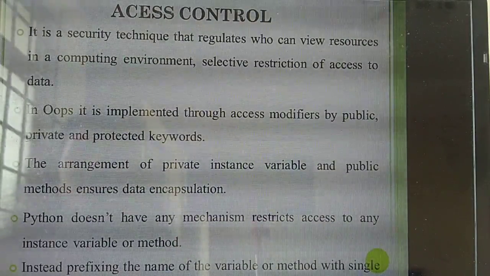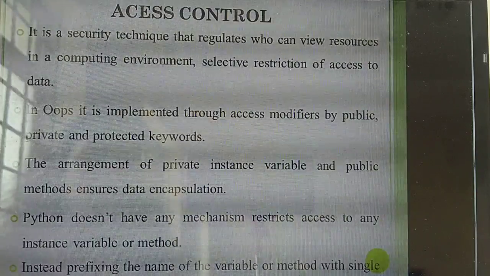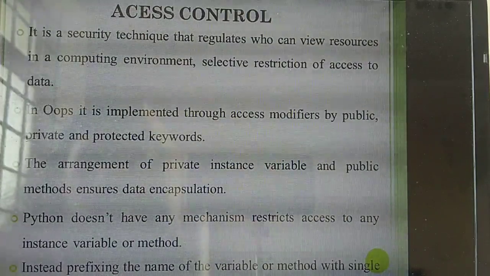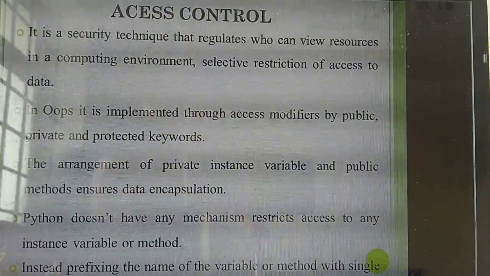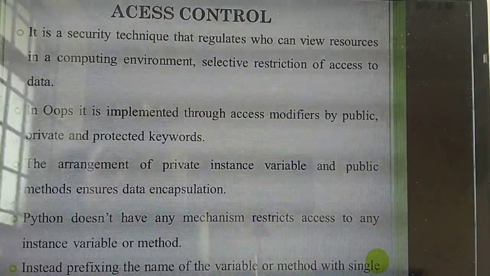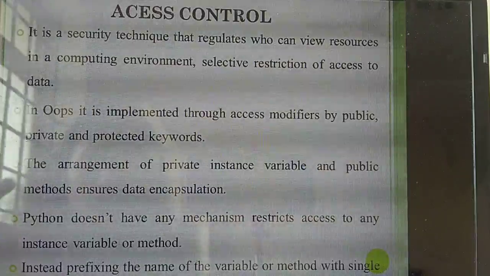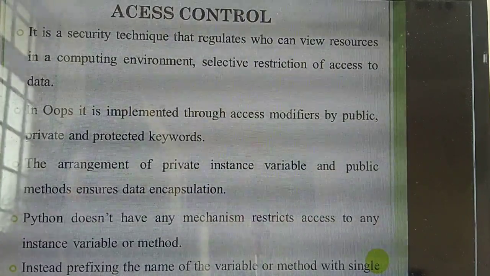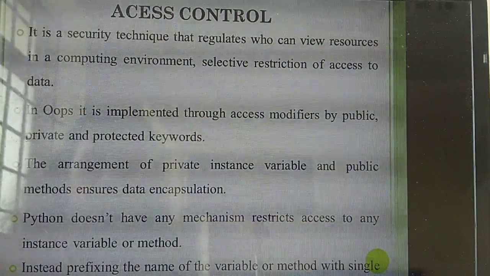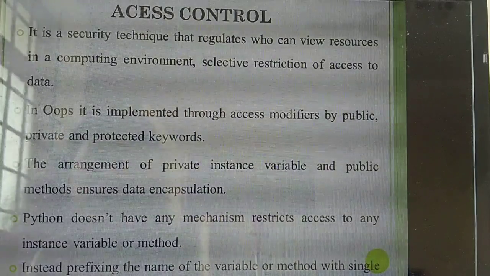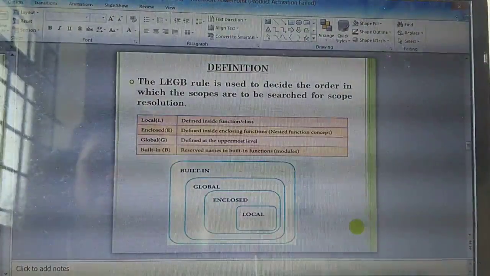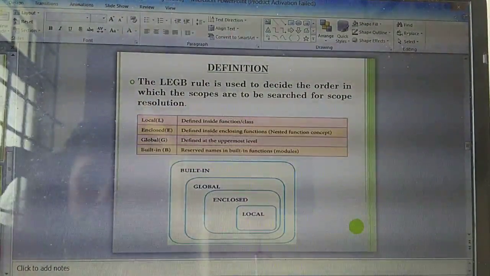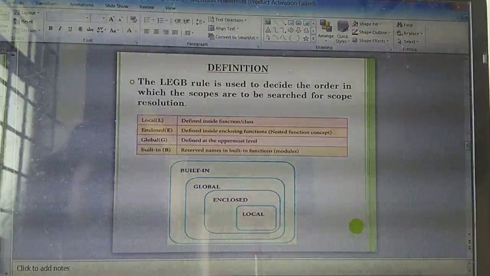Understand? Yes. So what is access control? It is a security technique that regulates who can view the resource. In object-oriented programming this is done by 3 keywords. What are they? Public, private and protected. Public and private together we call which mechanism? Data encapsulation. But in Python we are not given this kind of mechanism. Instead we are given just prefixes, just an underscore. Understand? Yes. So with this, chapter 3 gets over.